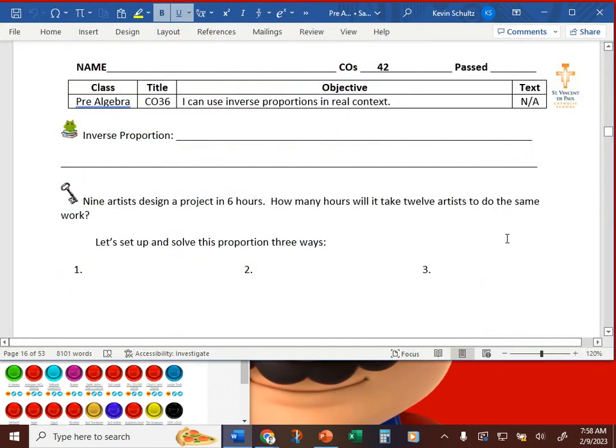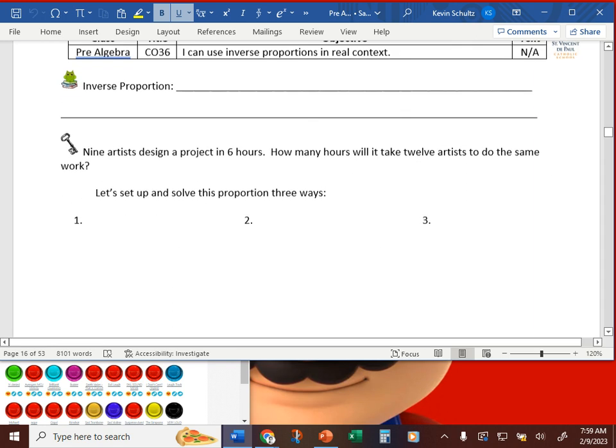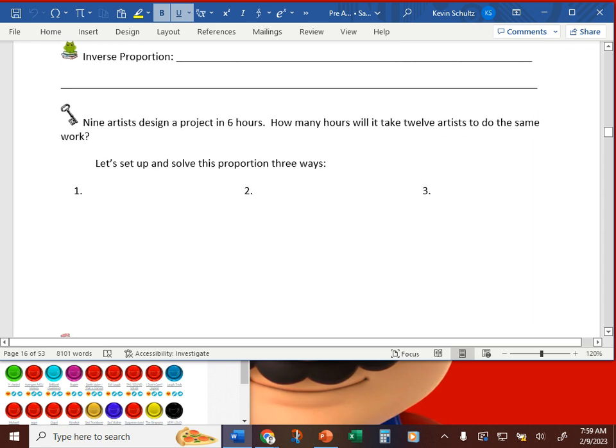And good day, pre-algebra. We are continuing, even though we didn't record yesterday's lesson, we are continuing inverse proportions. And let's just kind of review everything we talked about yesterday. First of all, what is an inverse proportion? How does it differ from other proportions?